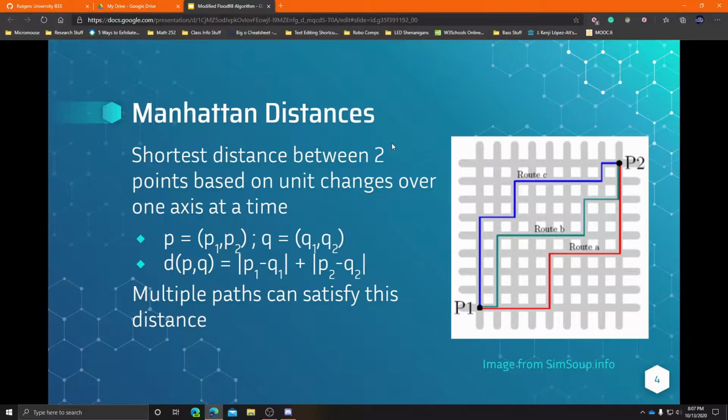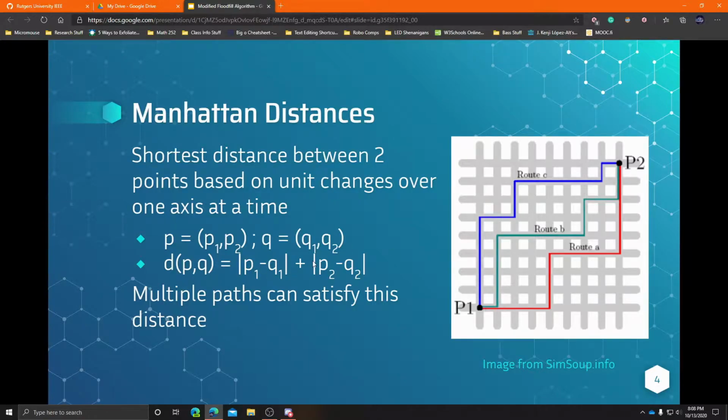Manhattan distancing is a bit different. It finds the shortest distance between 2 points based on unit changes over one axis at a time. What I mean by that is you can only move in one direction, 1 unit at a time. You can't just go diagonally, because in our maze, we can't just cut straight to the center and ignore everything else. So how do we calculate the distance for that?